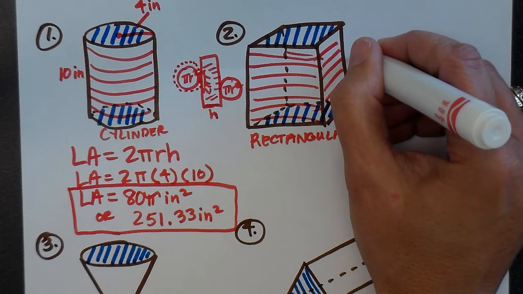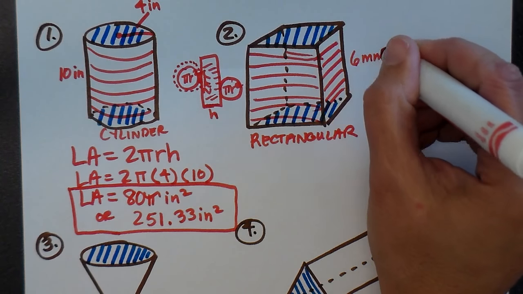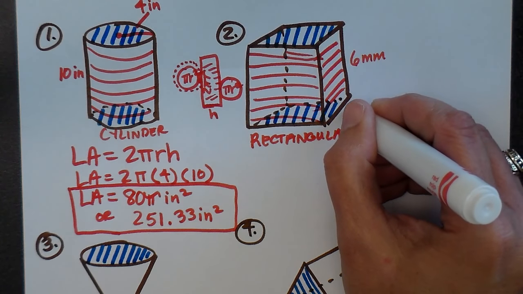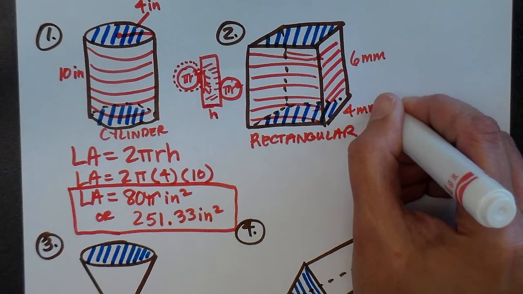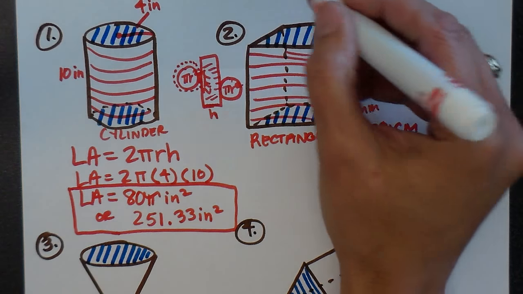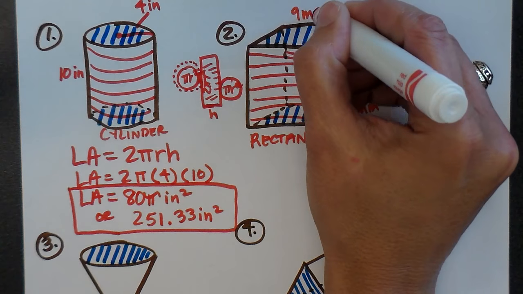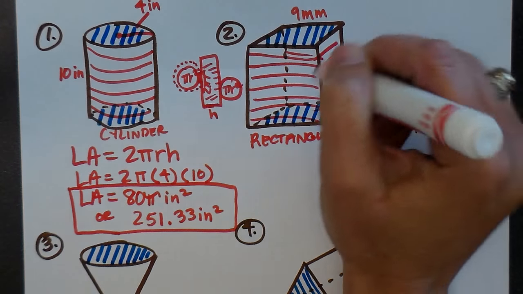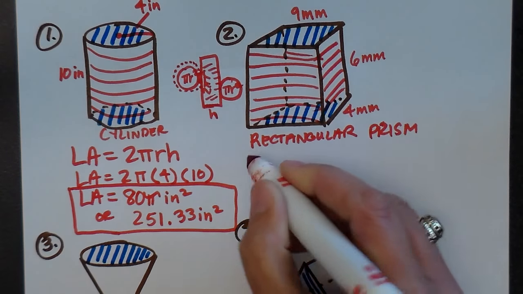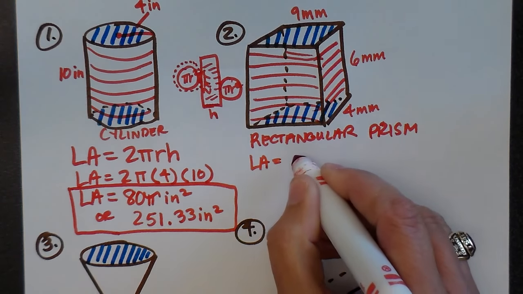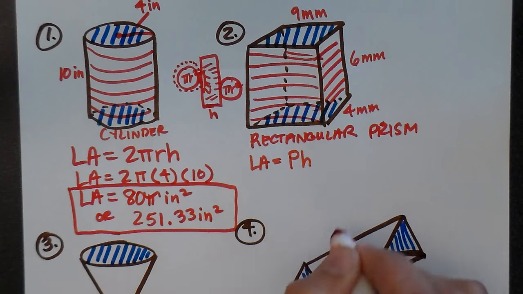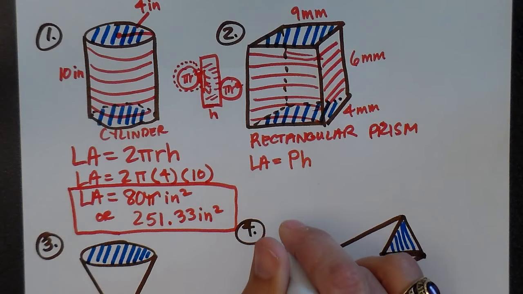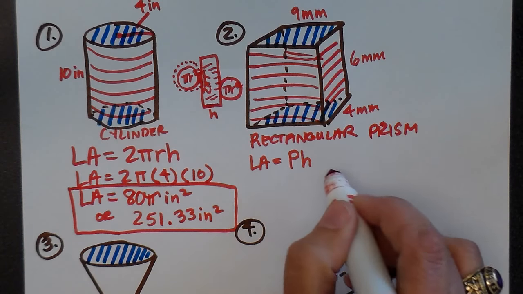Let's say that this is 6 millimeters, and we'll say that this is 4 millimeters, and we'll say that this is 9 millimeters. If I want to find the lateral area of a prism, it's perimeter of the base times the height. No bases, no 2B. Perimeter of the base times the height.